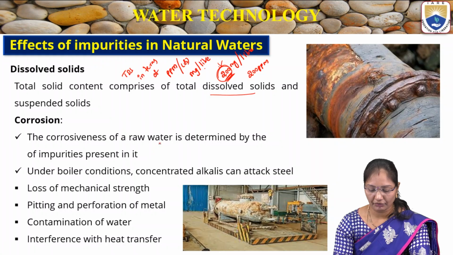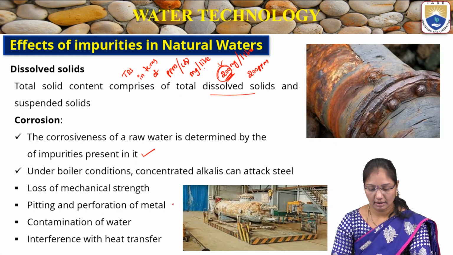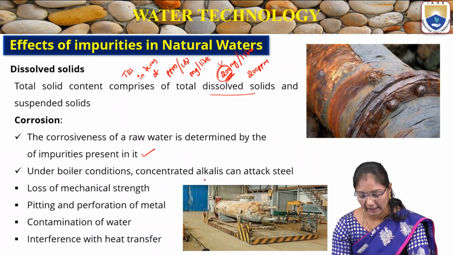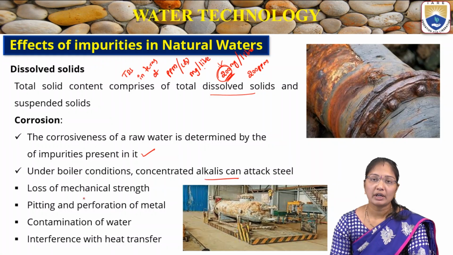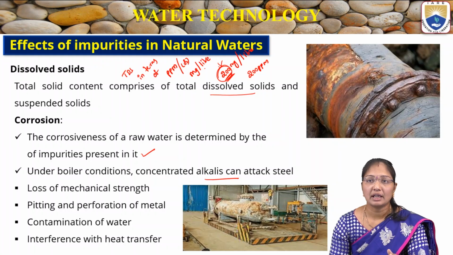So corrosiveness of raw water is determined by the impurities present in it. The more TDS, the more corrosiveness. Under boiler conditions, concentrated alkalis can attack steel. What happens if waters with a high concentration of TDS are used in industry? More dissolved salts will be present, so it reacts with the containers.